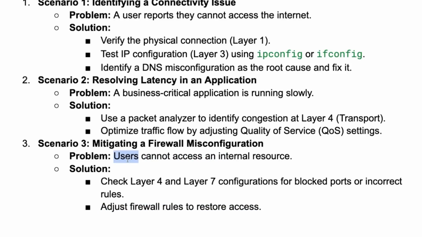And it says users, right? So it's not saying a user, it's saying users. So it means that there's a group of people, whether they're in the same office or across the country, whatever it is, there's a group of people that can't access this thing, which means that there is a specific rule that is either applied to an individual protocol or a port, or it's applied to an application that all of these people are using, and those protocols or ports or applications are being denied access to this internal resource. And then once we've identified that, we would adjust the firewall rules to restore that access.